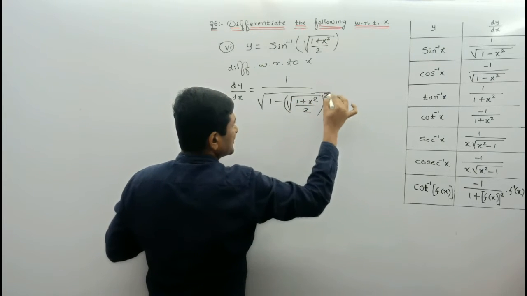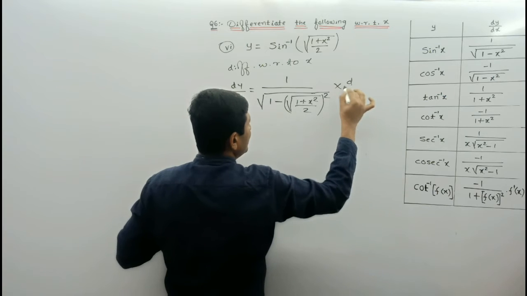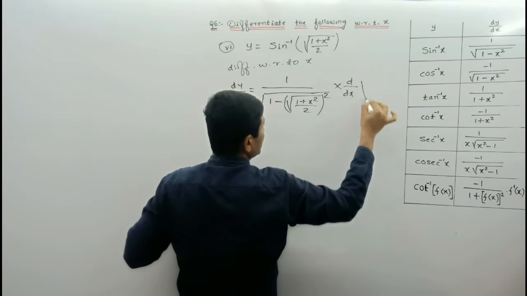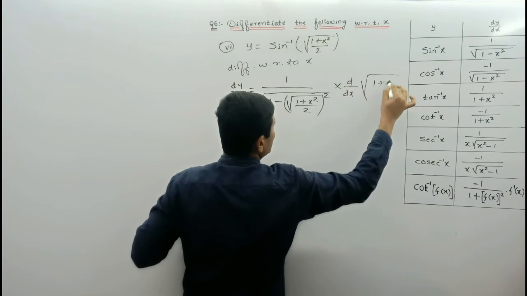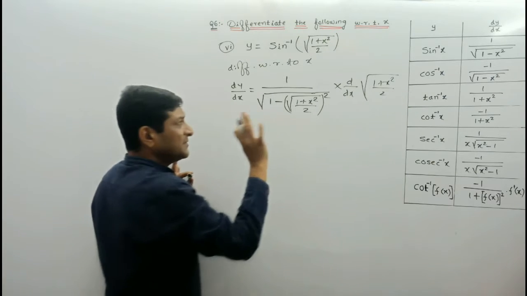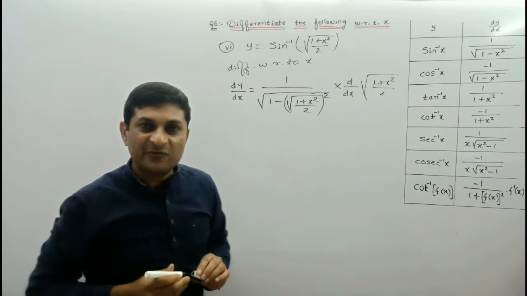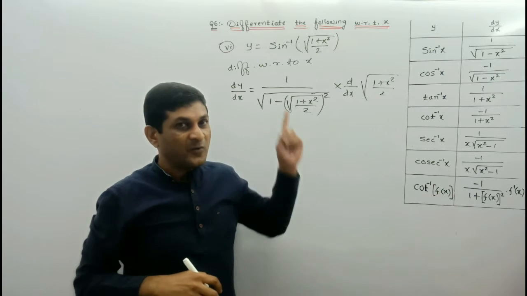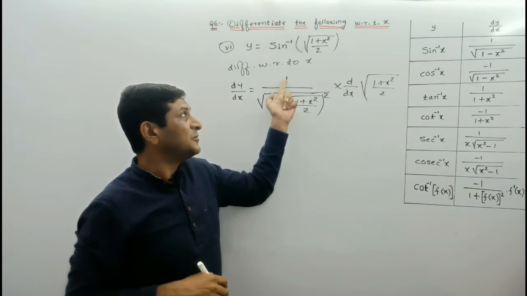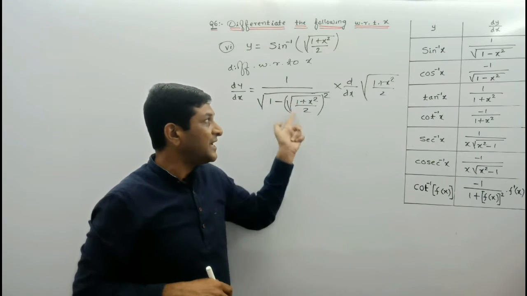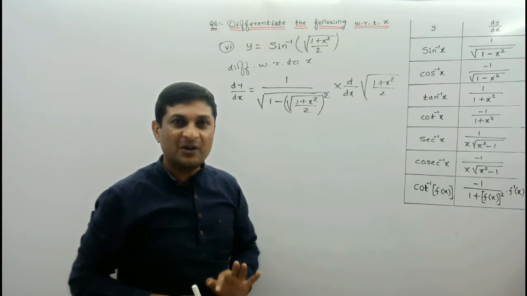So here square, keep it as it is, into derivative of f of x. What is f of x here? Under root 1 plus x square upon 2. Just now simply we have substituted the values in the formula to find out derivative of what? Sine inverse of f of x. Its derivative is 1 upon under root 1 minus square of f of x into derivative of f of x.